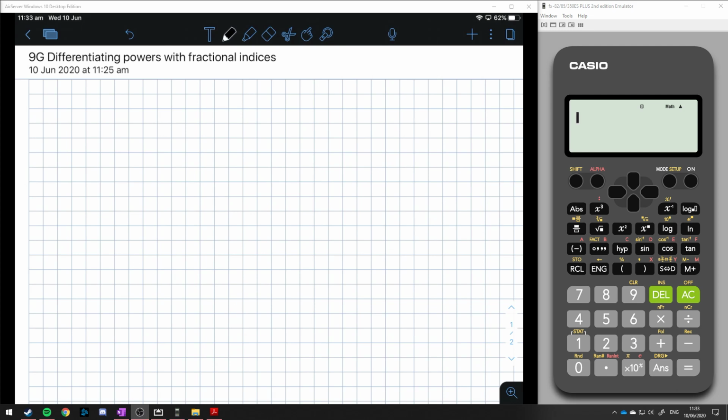Okay, so what we're going to have a look at is differentiating powers with fractional indices. Now, we're not going to go through the proof for these ones, but if you would like to, then go through and have a look at your text. But what we're going to do is write down what the rules are.